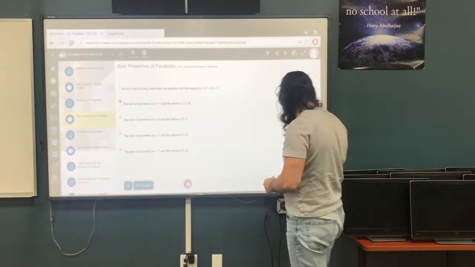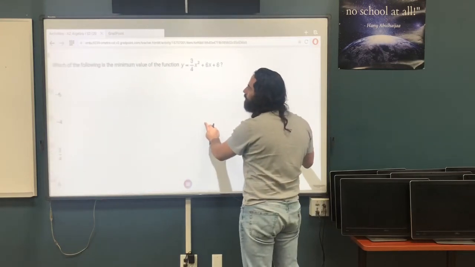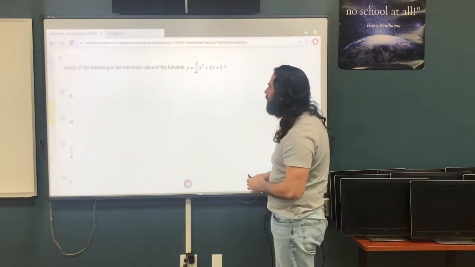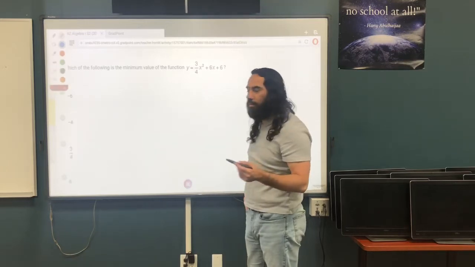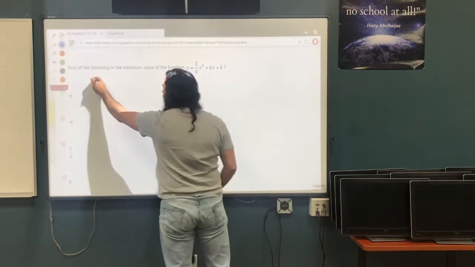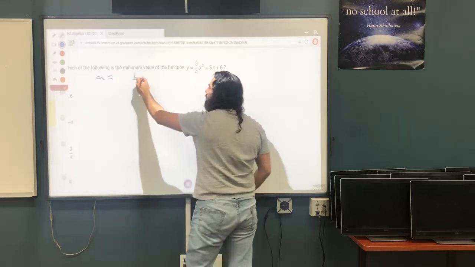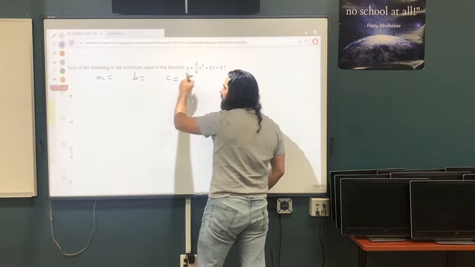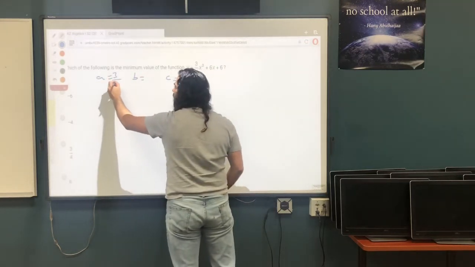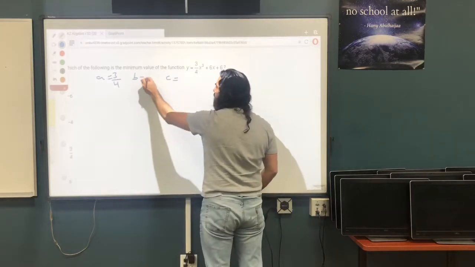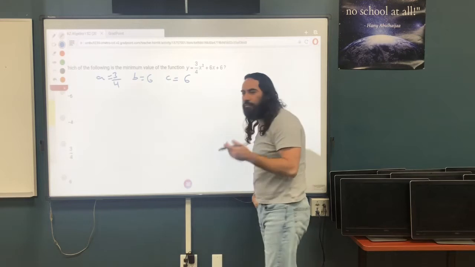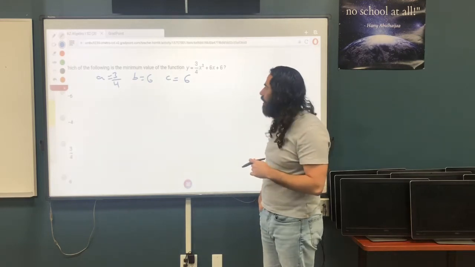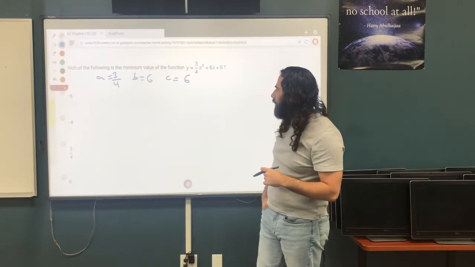We'll do another example. Which of the following is the minimum value of the function? Now to find the minimum value, the same thing. First you need to find the value of a, b, and c. The value of a is 3/4. The value of b is 6, and the value of c is also 6. To find the minimum, it means you need to find the y value of the vertex.